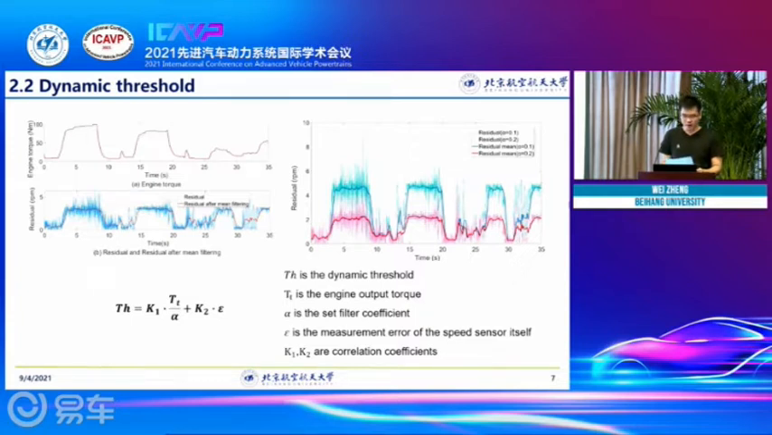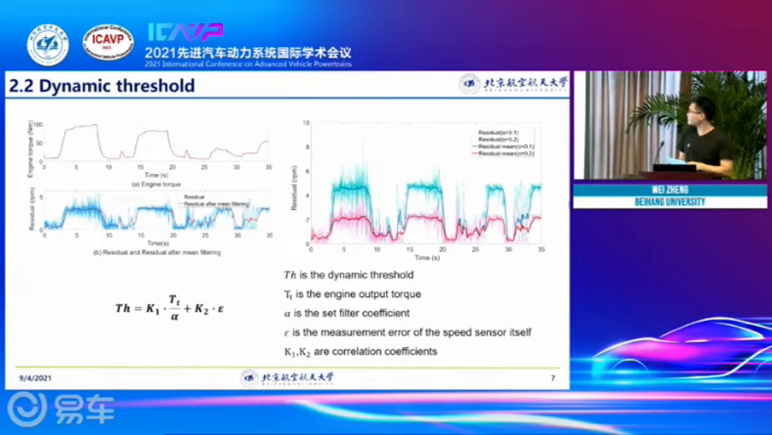The filter coefficient of the low-pass filter indicates the degree of filter ring. The smaller the filter coefficient, the greater the degree of filter ring. By comparing the residual and different filter coefficients, there is a negative correlation with the filter coefficient, as shown on the right. In addition, the speed sensor itself also has measurement error, which is also an important factor.